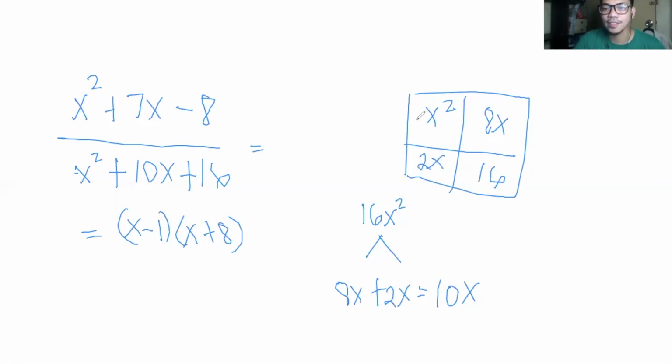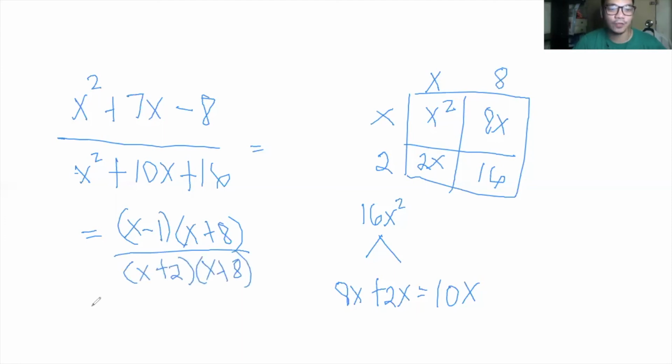So for this one, you'll get the common factors x. Here it's 2. On this part, we have an x, and here is 8. So the factors now are x plus 2 and x plus 8. And now we can cancel out common factors, x plus 8 and x plus 8 here. So we have now the simplified form of the expression, which is x minus 1 over x plus 2.